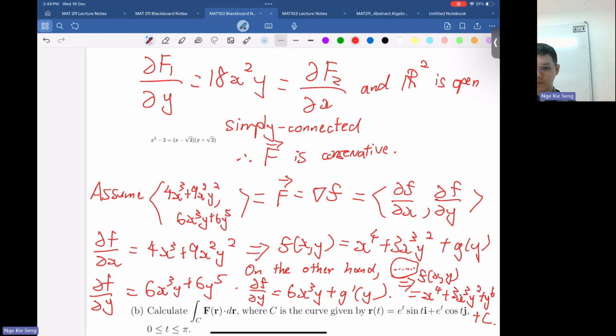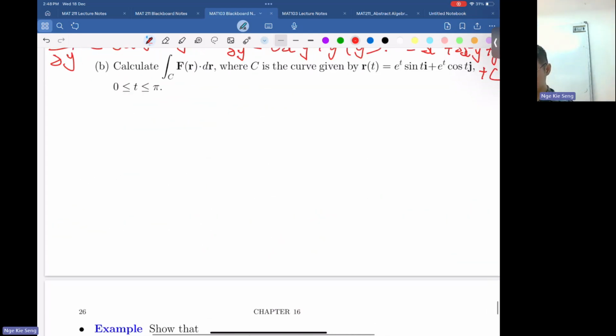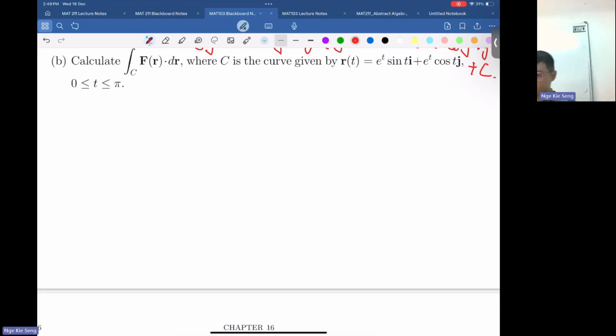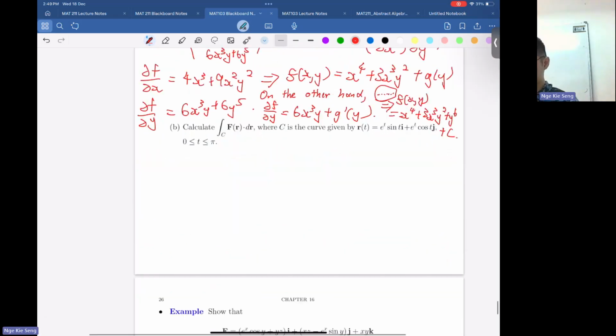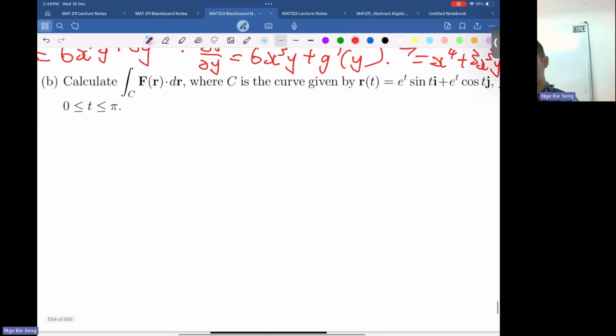So let's do the last one before we break Friday. How about this one? Try and compute this integral here. What do you think? What can you do? Give me a method. This F is the conservative vector field. But in this case, the question also tells you the parameterization of your C. So how do you compute the line integral then?